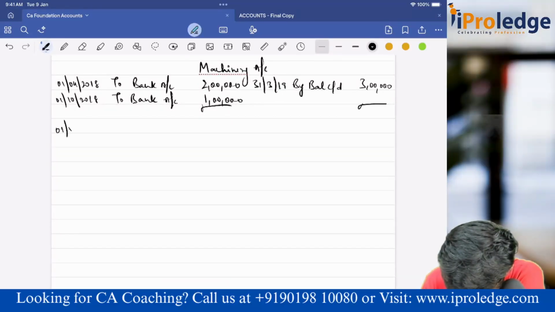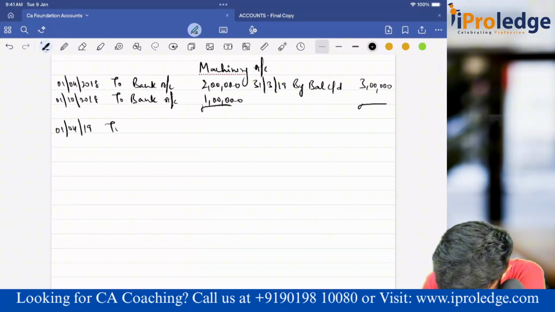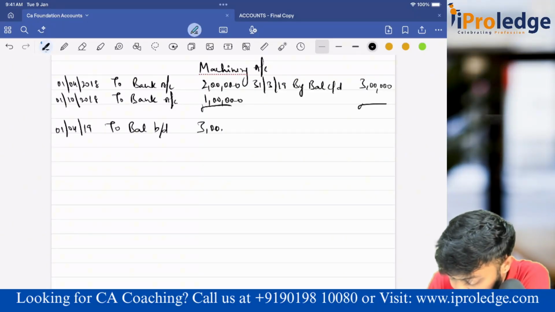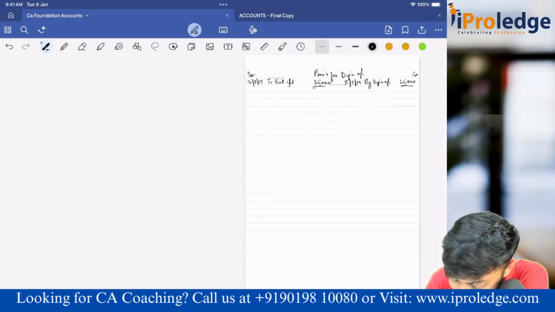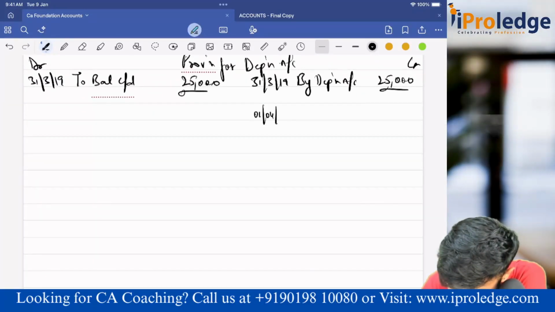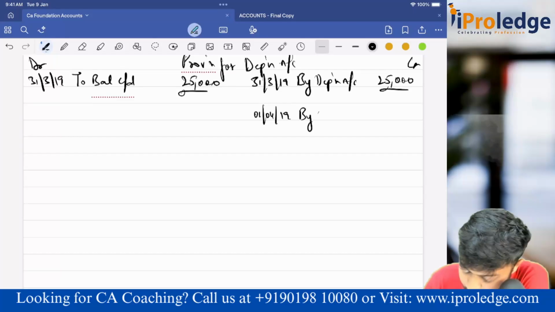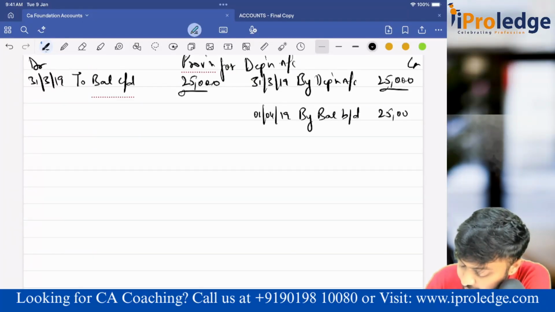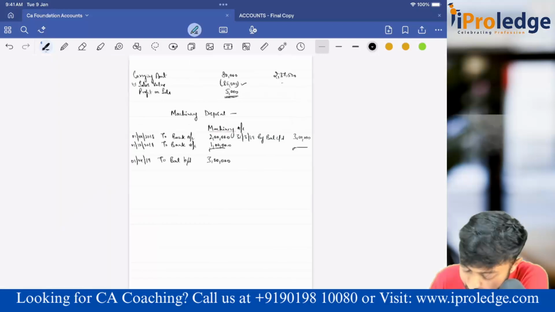Second year will carry forward the balance. So 1/4/19 to balance brought down, 3 lakh. I'll also bring down the balance of this, 1/4/19, by balance brought down, 25,000. Next, from here we have the sale entry.